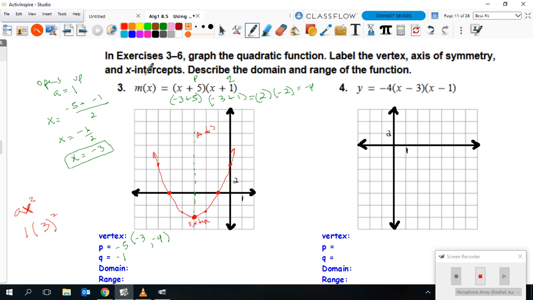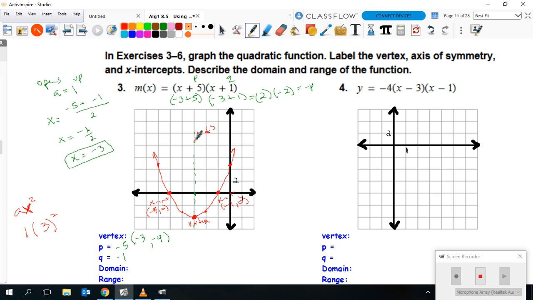The x-intercepts. So here's one x-intercept right here. Here is another x-intercept. So we're labeling those. We could label them with the actual point that it is. So I can put in the points here. I could say for this one, the x-intercept is negative 5, 0. This one would be negative 1, 0. So those are my x-intercepts. Best to label them with that kind of ordered pair.